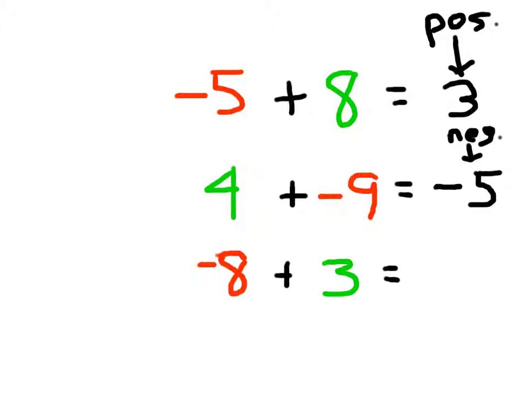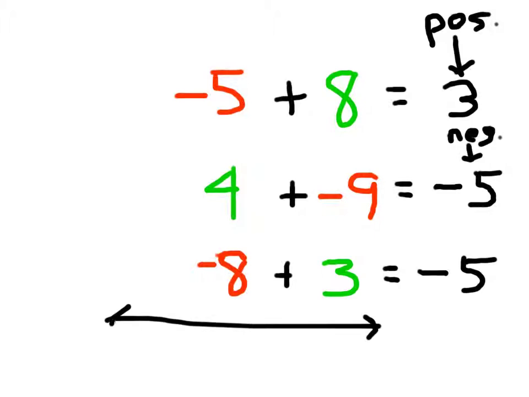For this final one here, looking at it, is our answer going to be positive or negative? Our answer is going to be negative. Why? Because 8 was bigger than 3. Now what do we do with those two numbers? We subtract them. Take the bigger one, 8 minus 3, and you get what? 5. Negative 8 plus 3 is negative 5. Thinking about that, negative 8 plus 3, negative 7, negative 6, negative 5.